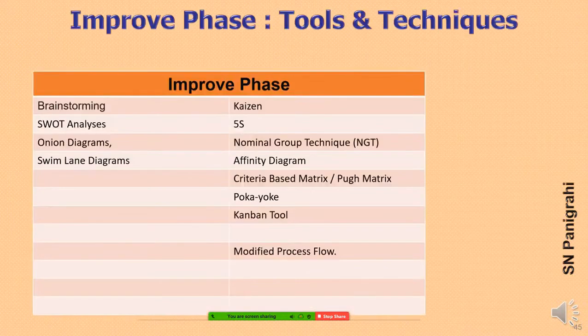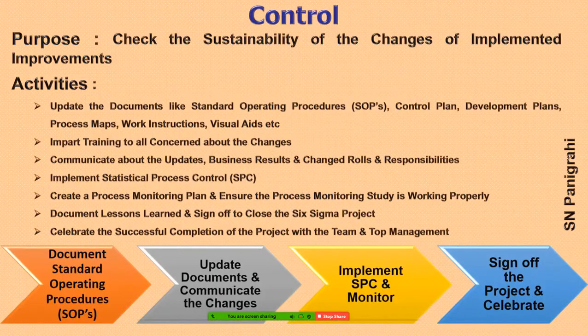In the improvement phase, again we are using these various tools and techniques. Then the final step is the control. Control means once we have identified the improvement, that solution, we have to see over a period of time whether it is sustainable or not.